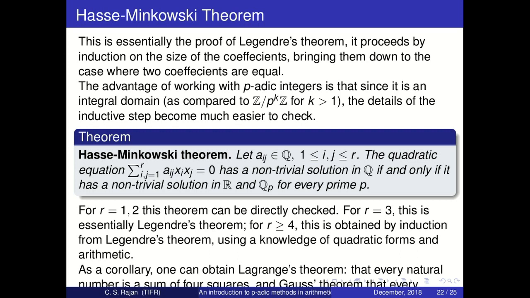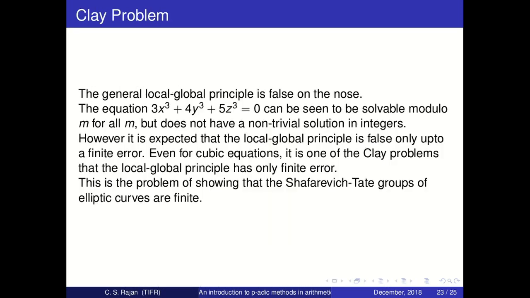So now I've finished degree 2, let's move on to degree 3. And now we are completely, it's unknown, one of the most difficult problems. It's been there for 50, 60 years and it's one of the Clay Millennium problems. For instance, the local-global principle fails on the nose. There is 3x cubed plus 4y cubed plus 5z cubed equal to 0. It has solutions mod m for every m, but does not have a non-trivial solution in integers. One can show this. However, it is expected that the local-global principle is false only up to a finite error. There is a finite number of counterexamples in each case.